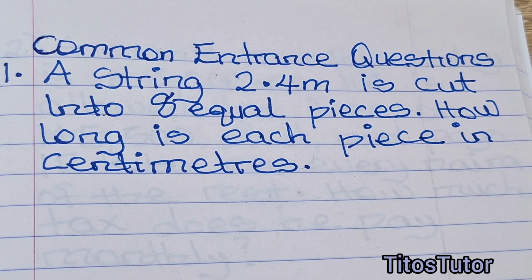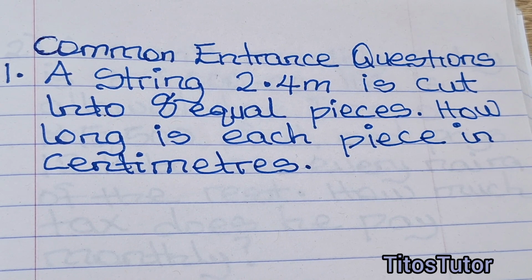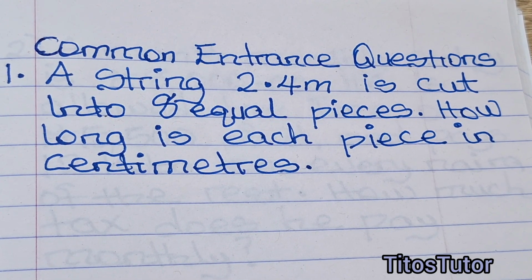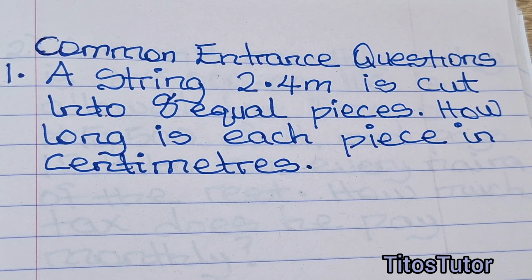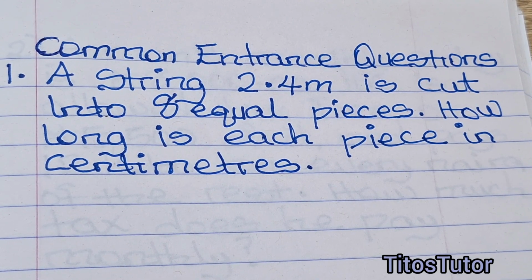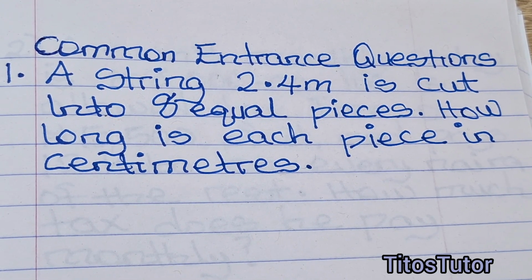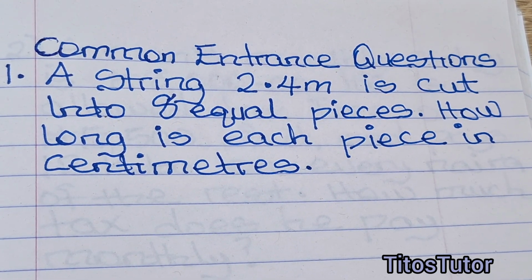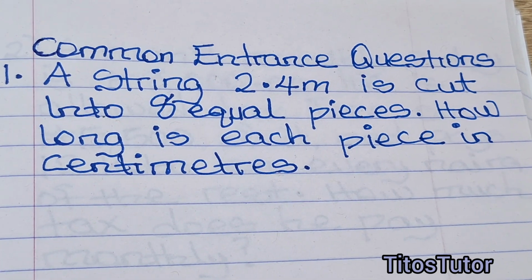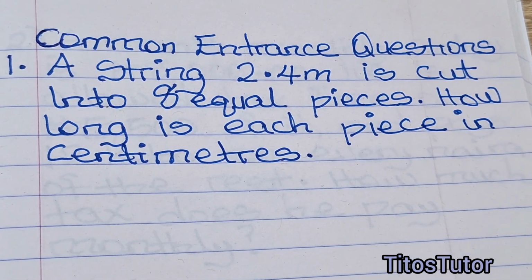Our first question in this video is: a string 2.4 meters is cut into 8 equal pieces. How long is each piece in centimeters? Since the question is asking me to find my answer in centimeters, I can just convert the length of the string, which is 2.4 meters, into centimeters before I start dividing. So let's dig into it.